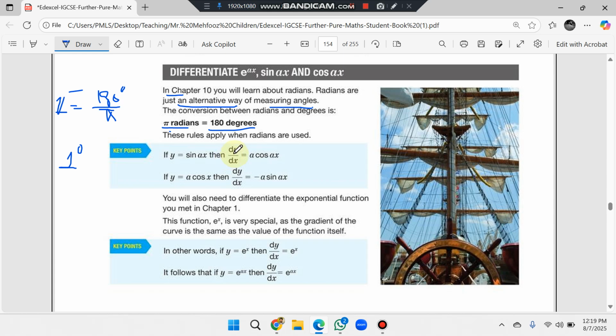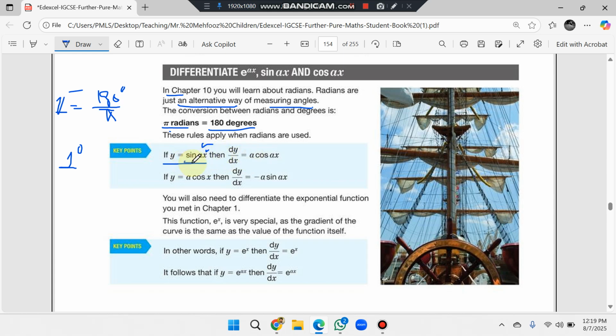Now the key point is that if you have y is equal to sine ax, this is your function type in which the inside of the sine is basically the multiple of x, so its derivative will be, what is the derivative?